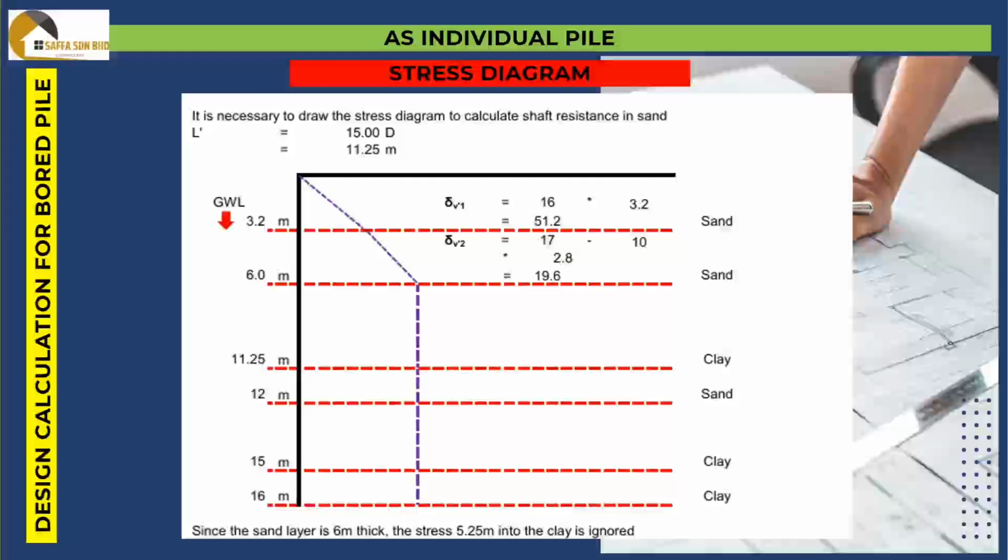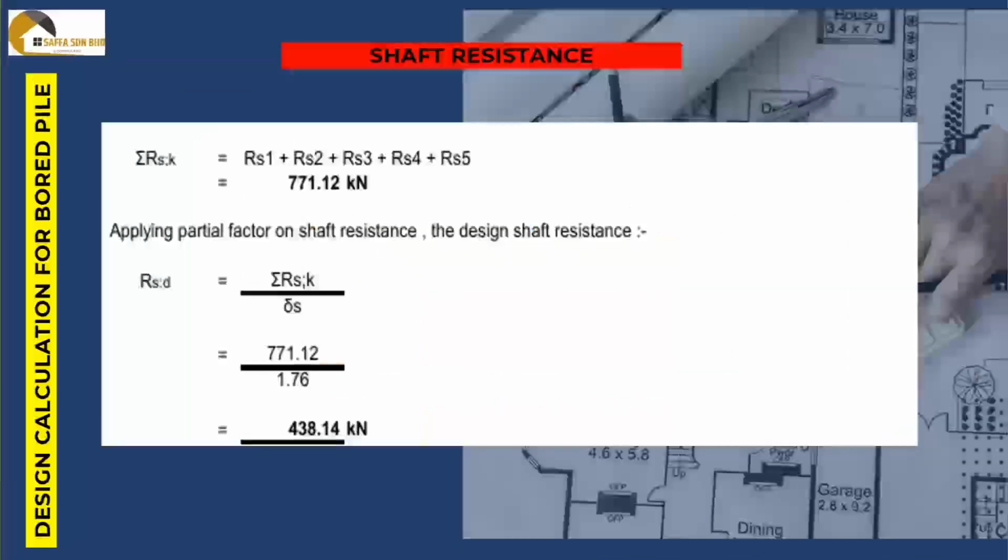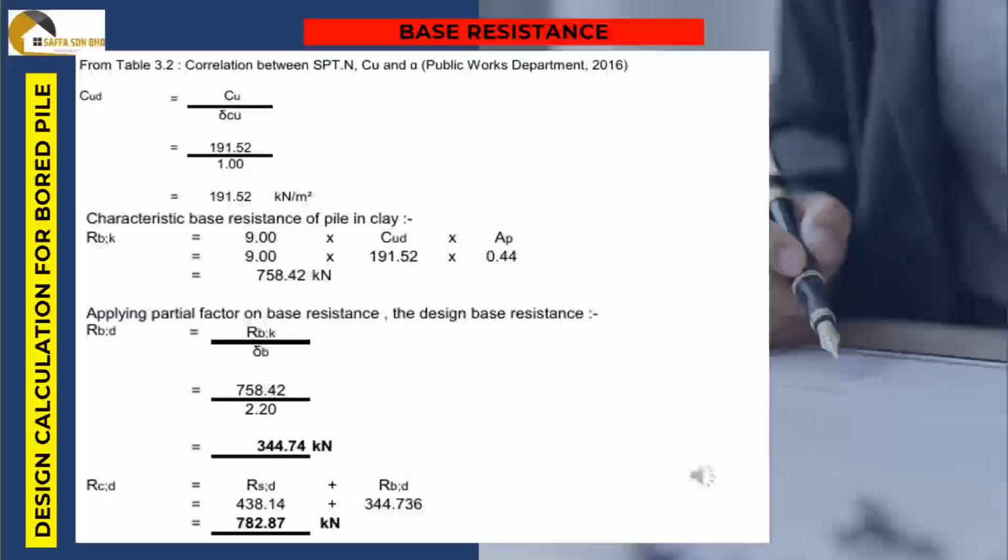Firstly, we design for an individual pile. It is necessary to draw the stress diagram to calculate shaft resistance in sand. L front is 11.5 meters. Since the sand layer is 6 meters thick, the stretch of 5.25 meters into the clay is ignored. By applying partial factor on shaft resistance, the design shaft resistance is 434.14 kN. Then, by applying partial factor on base resistance, the design base resistance is 344.74 kN and compressive resistance is 782.87 kN.